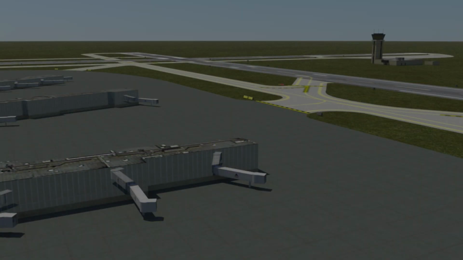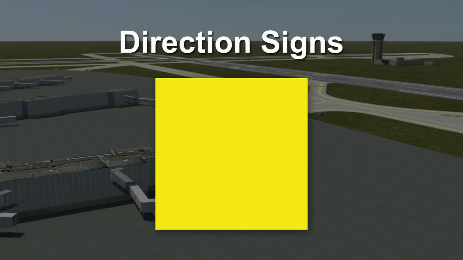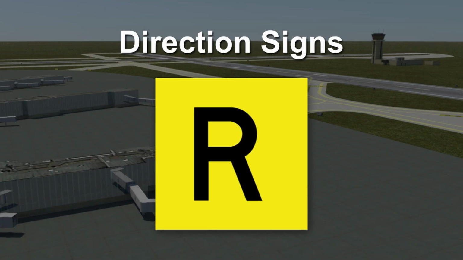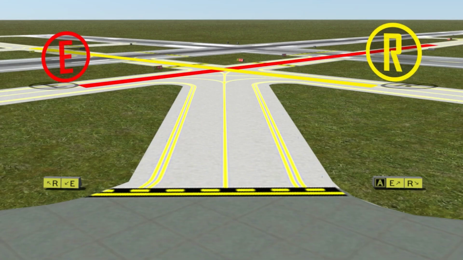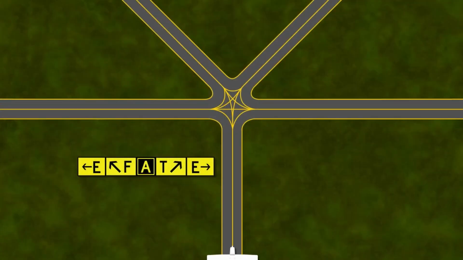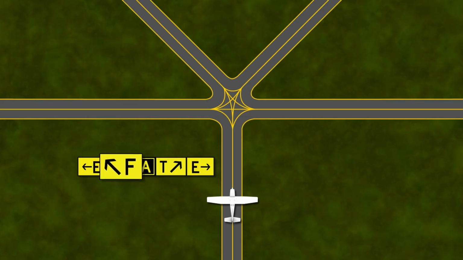To go along with location signs, there are also direction signs. Unlike location signs, these signs have a yellow background with black text and are accompanied with an arrow. With these signs placed just prior to intersections, pilots can know what the names of the intersecting taxiways are. In this example, a pilot seeing this would be on taxiway Alpha. Taxiway Echo is at a 90-degree angle, both left and right. Taxiway Foxtrot is to the left at a 45-degree angle, and Taxiway Tango is to the right at a 45-degree angle.